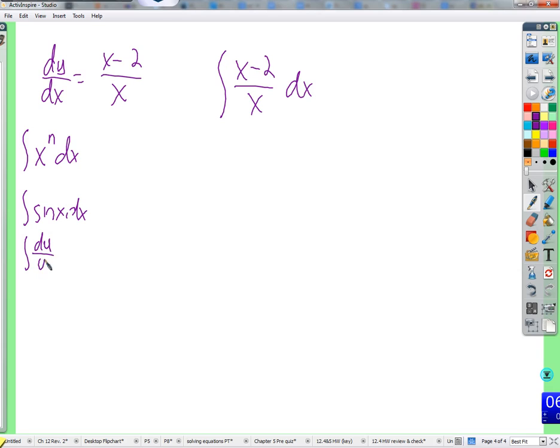Du over u, dx over x, and e to the u, du. There's just not that many. If you look at a list of all the ones they're telling you to take the antiderivative of, keep in mind they're probably giving you x's and u's, so they're kind of repeating themselves. They're giving you all of the trigs: sine, cosine, secant squared, secant tangent. They fit into some pretty limited number of classes.